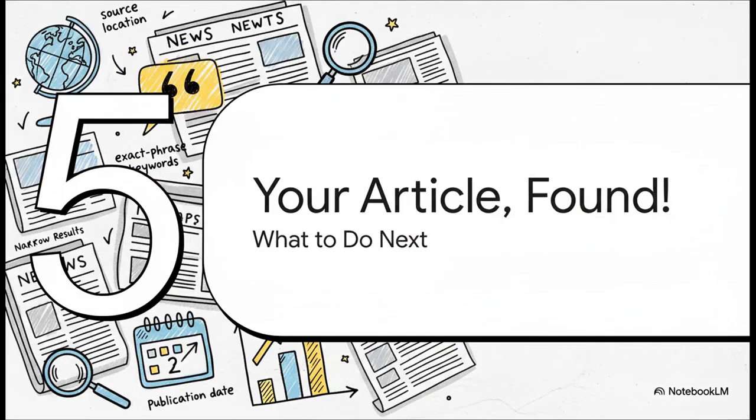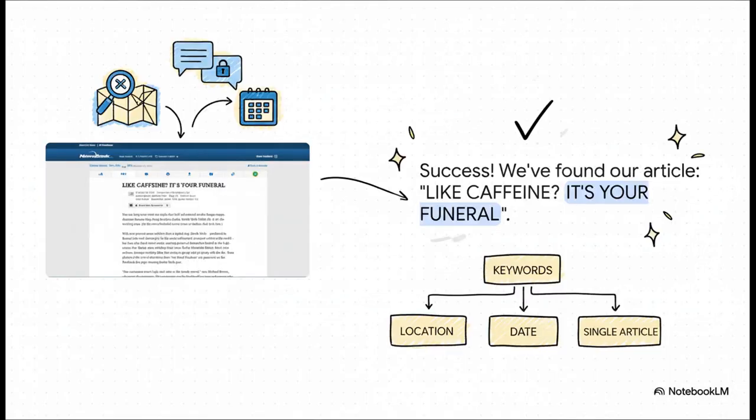Okay, section 5, your article found. We did it. We found it. But finding the article is really just the first part. Let's check out what we can actually do with it now. And here it is, our target article right from the Times-Union, published October 22nd, 2015. So when you click on that title, you get the full text and a whole bunch of really useful tools.